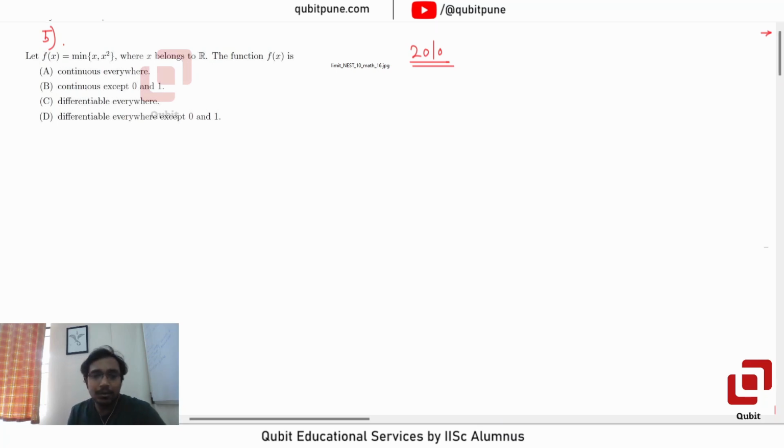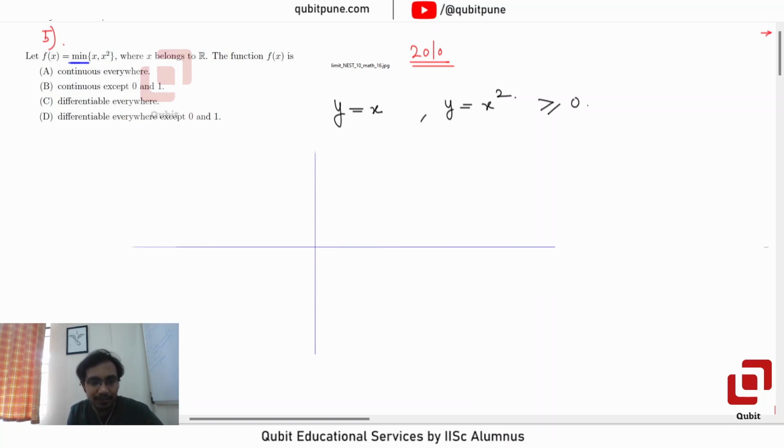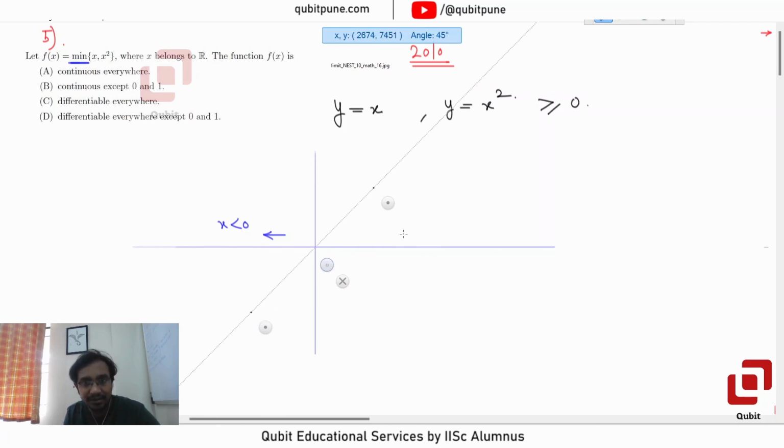Now look, what two functions do we have? We have y equal to x, y equal to x squared. And we know that y equal to x squared is always greater than or equal to 0, but not y equal to x. Now when they say minimum, we have understood that for all negative values of x, it's not y equal to x squared that is going to be the function's definition. It's rather y equal to x, because that's negative.